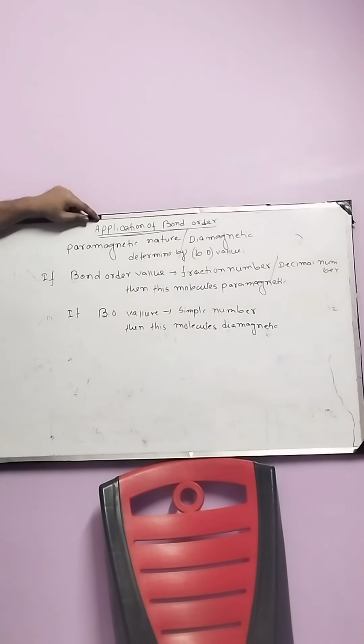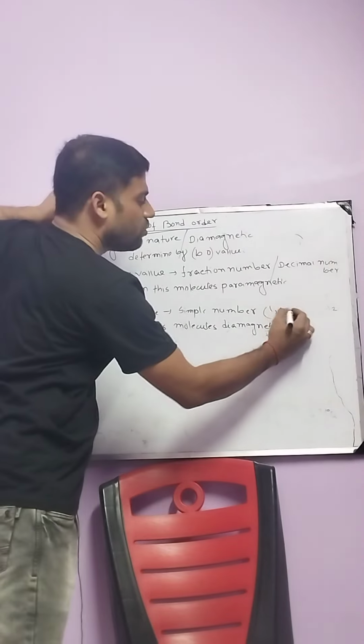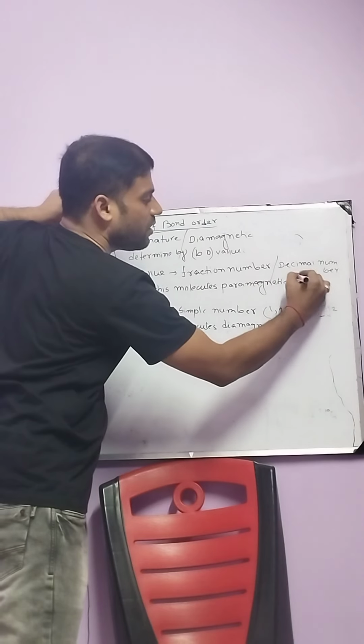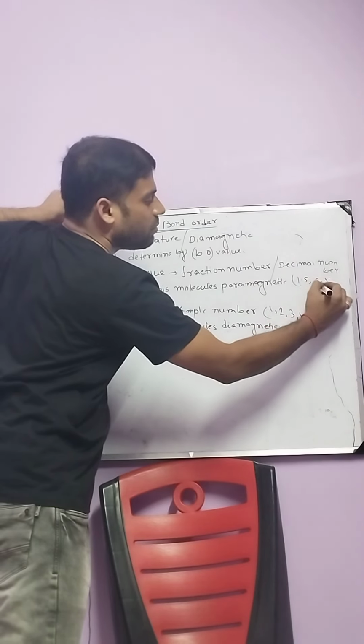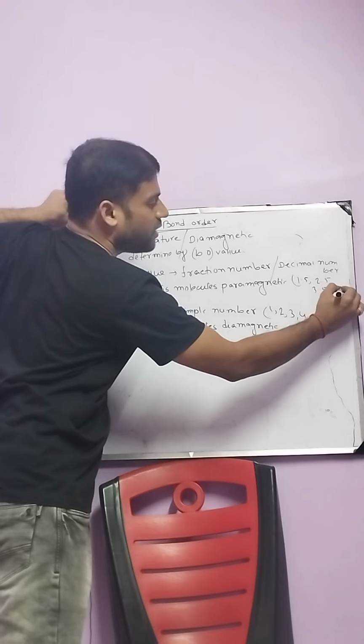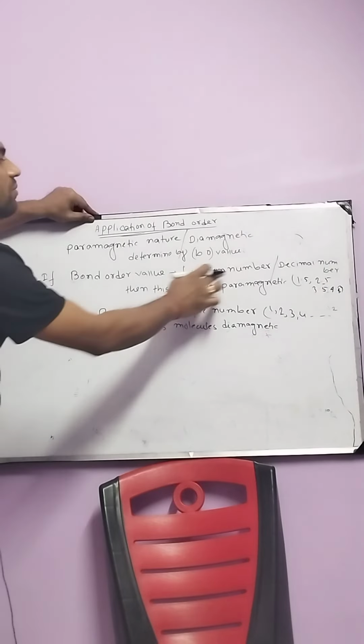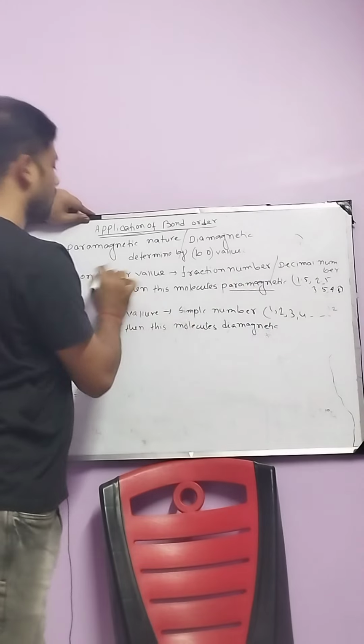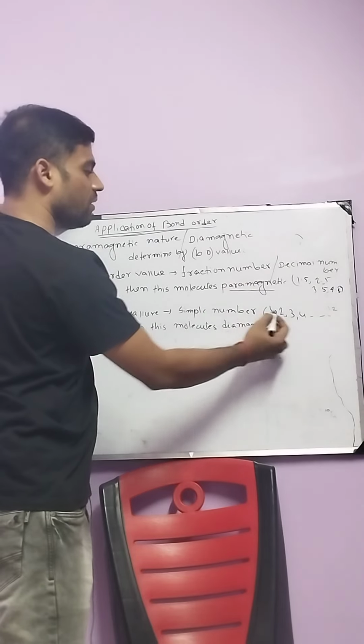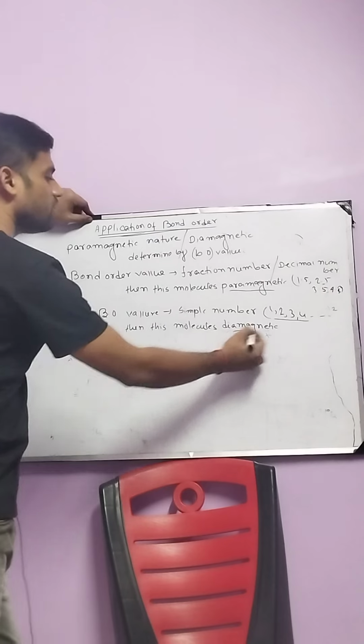If the bond order value is a fraction value or decimal number, that means a point number like 1.5, 2.5, 3.5, 4.5, then these molecules are paramagnetic. But if the bond order value is a simple number, the normal numbers 1, 2, 3, 4, then these molecules are diamagnetic.